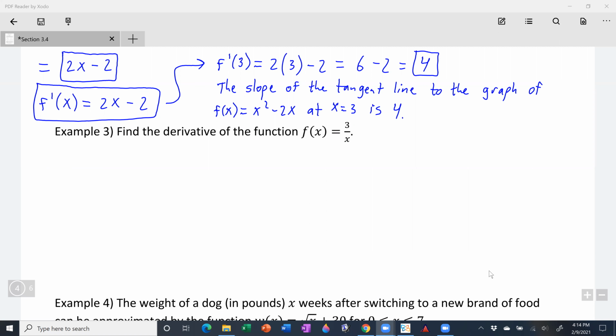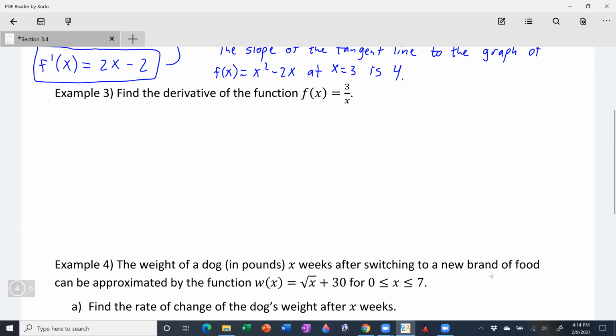Notice that 0 is not allowed to be plugged in, and so that means that 0 is not allowed to be plugged into the derivative either. Okay, and we'll talk about existence of the derivative at the end of this section. So anyways, let's go ahead and write it out.